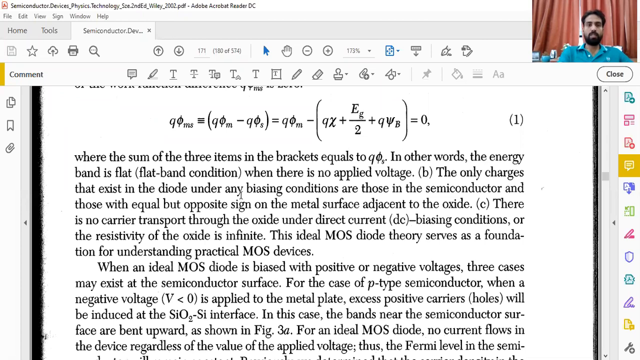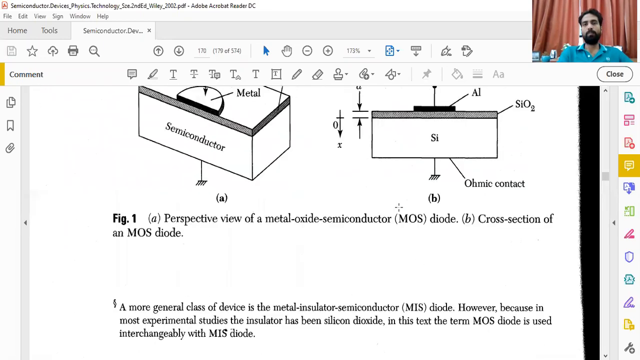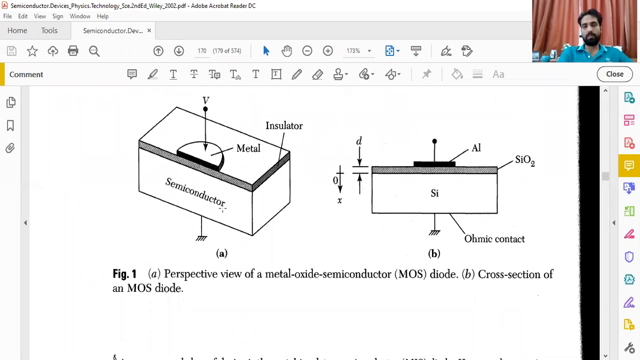The only charges that exist in the diode under the biasing condition are those in the semiconductor and those with the equal but opposite sign in the metal surface. They are saying that suppose you provide a certain voltage here, in that situation it may start conducting. But before that, when you are not providing any voltage, V equals zero, some of the charge may be on the metal, and some of the charge may be in the semiconductor. So it has its own charge storage at V equals zero.